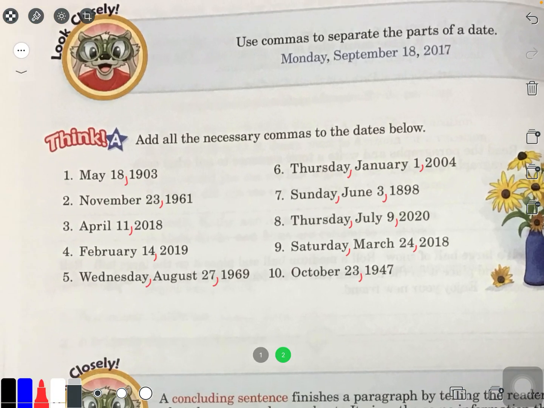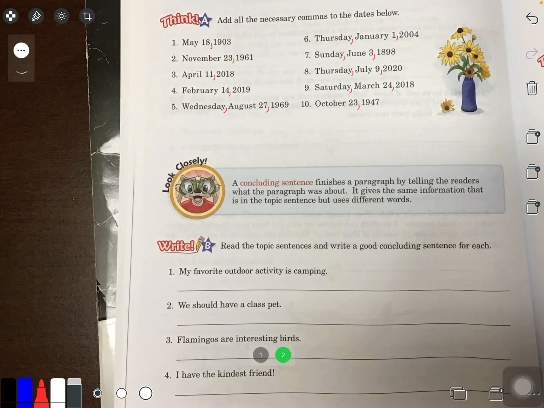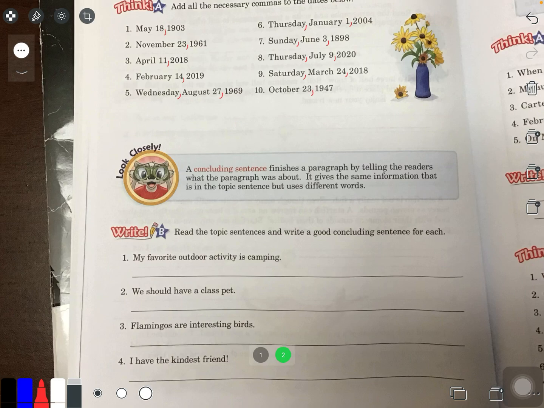All right, let's look closely. We're going to look at concluding sentences. So yesterday we looked at topic sentences and how the topic sentence gives a preview of what the paragraph will be about. That was fun. So today we're going to look at how to end the paragraph. And again, whenever I listen to your journal reading with Miss Cargill, I hear some of you have really good concluding sentences. And it impressed me. I was like, whoa, where did they learn how to do that?